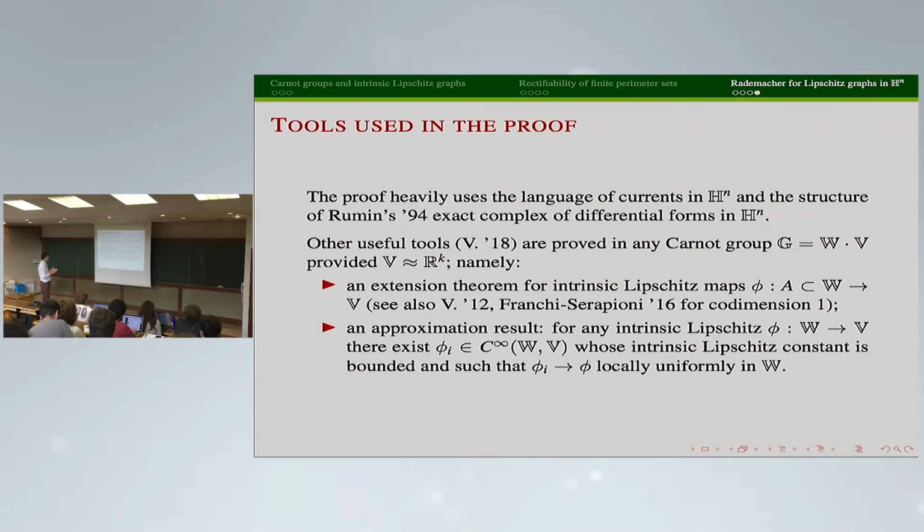And the second tool that is useful for proving the Rademacher theorem in the Heisenberg group is an approximation result. So I'm able to prove that for any intrinsic Lipschitz function phi from W to such a V, there exists a sequence of smooth intrinsic Lipschitz functions, with uniformly bounded intrinsic Lipschitz constant, which converge locally uniformly to your given function.